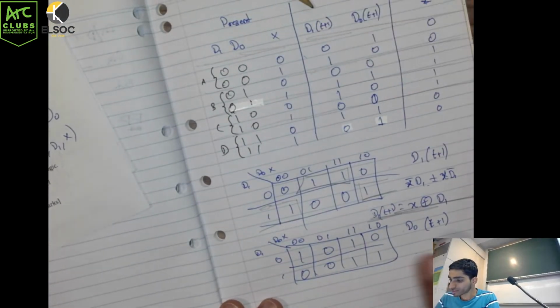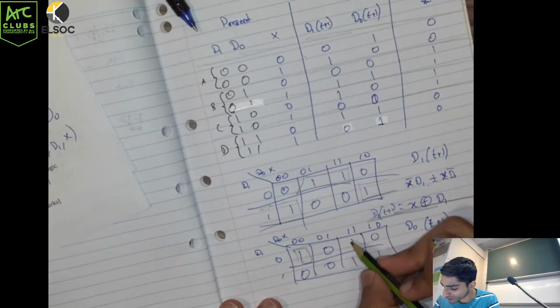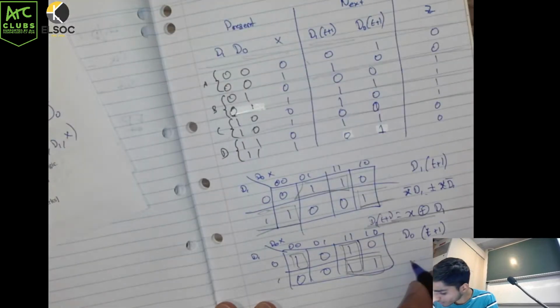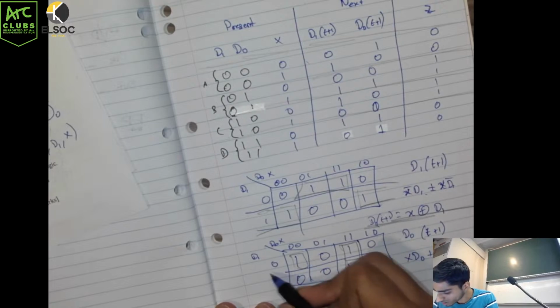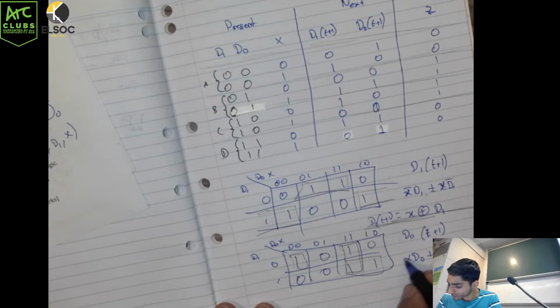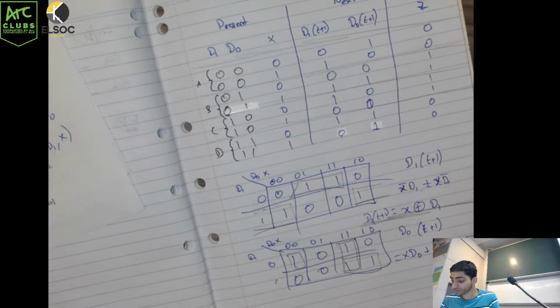Cool. D0 of T plus 1. This is a lonely box here. We can draw a nice one here and a nice one here. This would become X D0 plus D1 D0 plus, this is all of them, complement, X D1 D0 complement. So this is our function for D0.